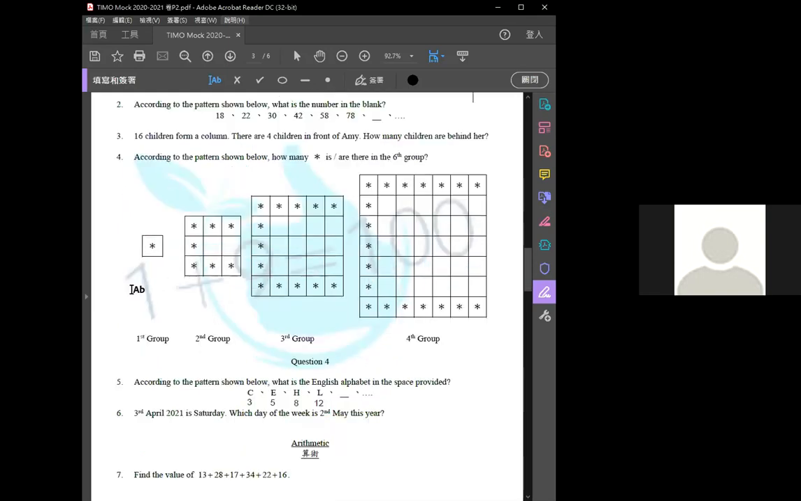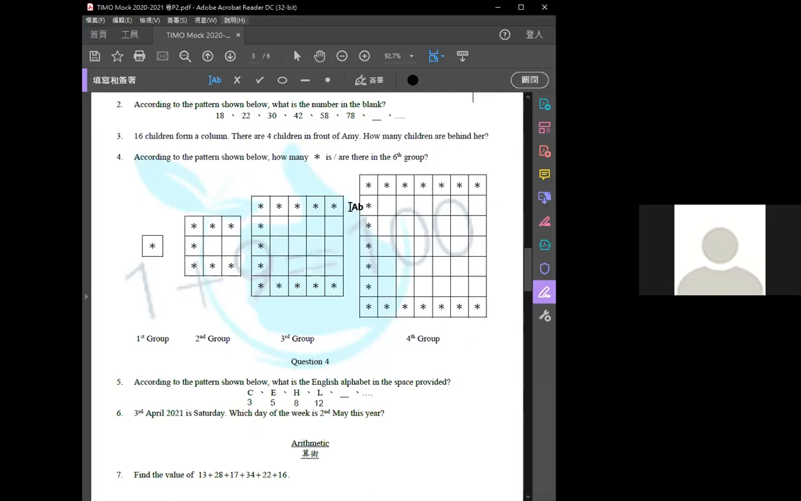And then for question 4, this is a 1 times 1 square. It is a 3 times 3 square. It is a 5 times 5 square. It is a 7 times 7 square. So we know that for each group, when we increase the group number, first, second, third, fourth, by 1, the length and width, or the side length of the square, will increase by 2 units, or 2 squares. And then for the 5th one, we assume that it should be 9 times 9. For the 6th one, the one we are finding, it should be 11 times 11.